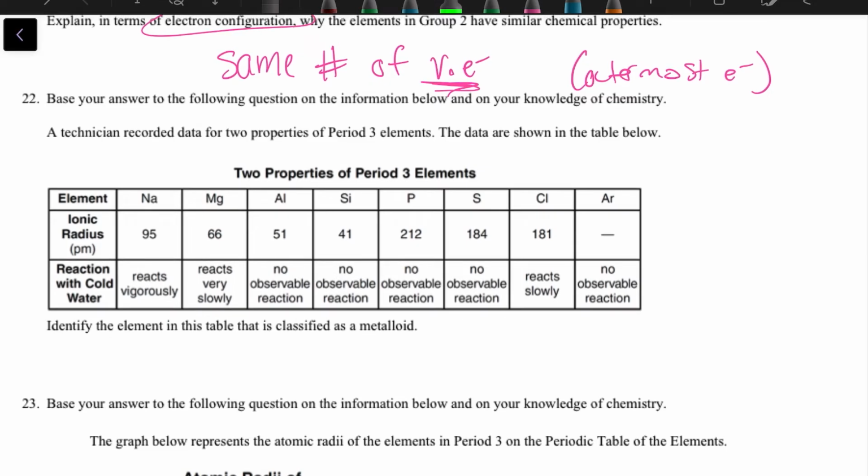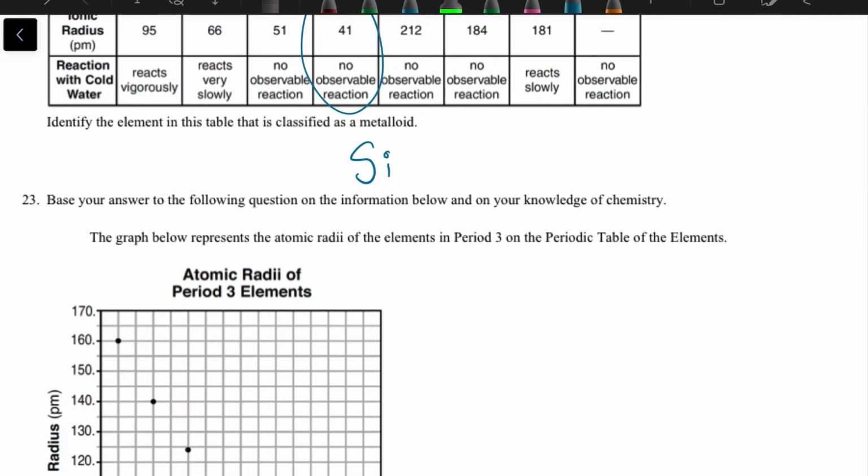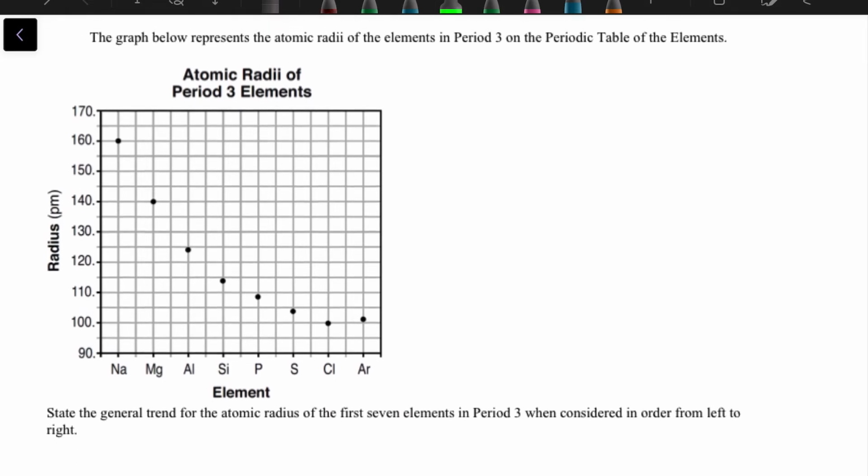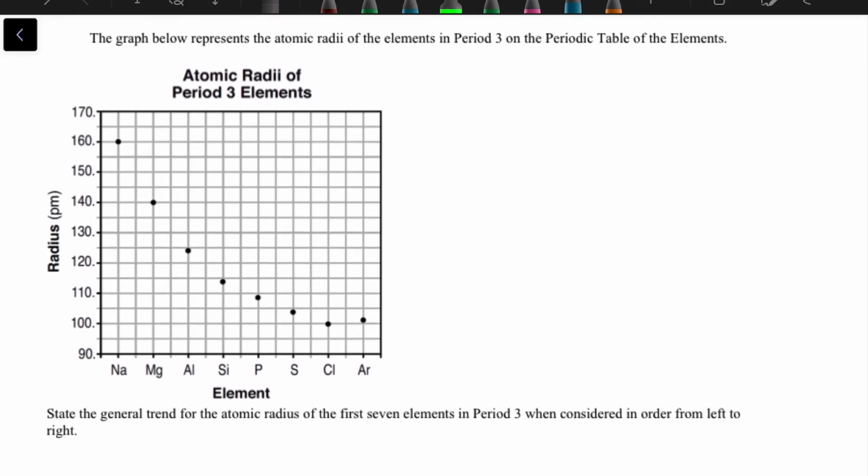Number 22, identify the element in this table that is classified as a metalloid. It's literally just Si. You do not need to write full sentences, just identify the element. That is it. Number 23, you get a lovely graph, and it says state the trend for the atomic radius of the first 7 elements in period 3. So again, we're going left to right. Based on just our snowman, we know that atomic radius is going to decrease. But you also have this graph, the number is getting smaller and smaller and smaller. So if you remember the snowman, if you look at the graph, or just look at table S, you have multiple ways of getting the same answer.